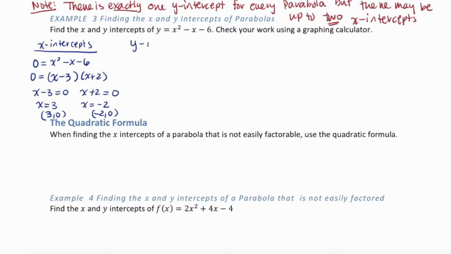Now let's look at our y-intercept. And remember, you'll have exactly one y-intercept. So let's let x equal 0. So we have y equals 0 squared minus 0 minus 6. So we end up with y equals negative 6. The ordered pair that this corresponds to is 0, negative 6.